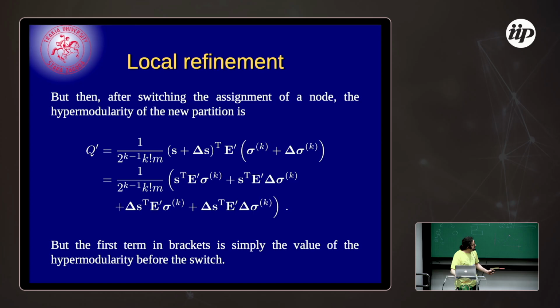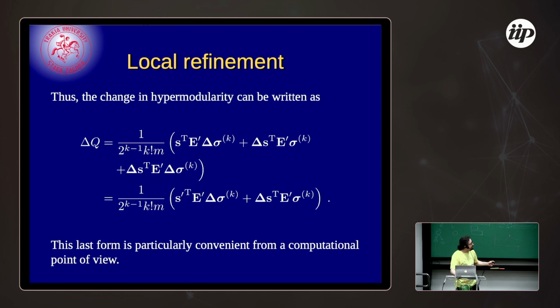However, this term over here, multiplied by the combinatorial factor out, is literally what the hypermodularity was before we did the switch, because it's the vector S on the left and the vector sigma on the right. So that is the hypermodularity. Which means that delta Q, the change in hypermodularity, is this thing here minus this piece, which means it's only the remaining 3 pieces over there. Okay? So the remaining 3 pieces over there are here.